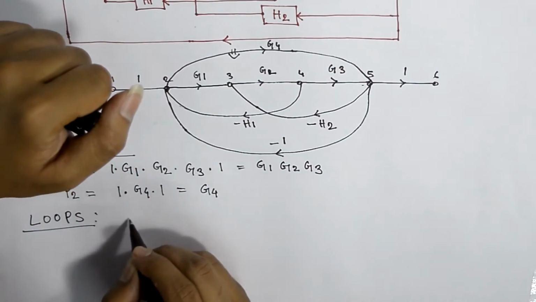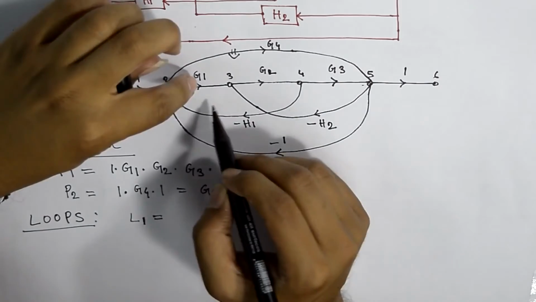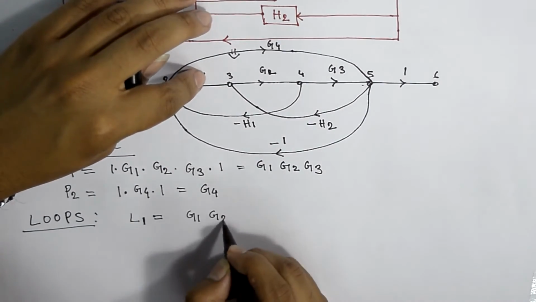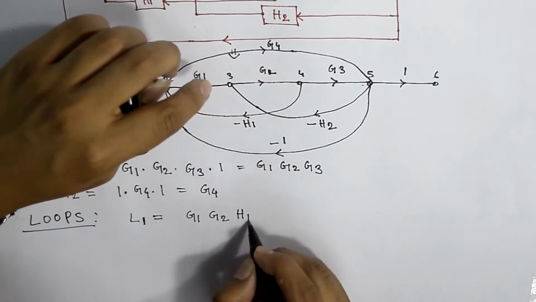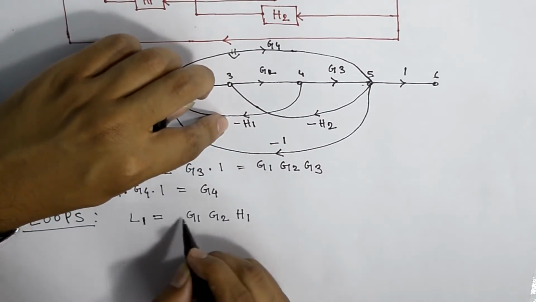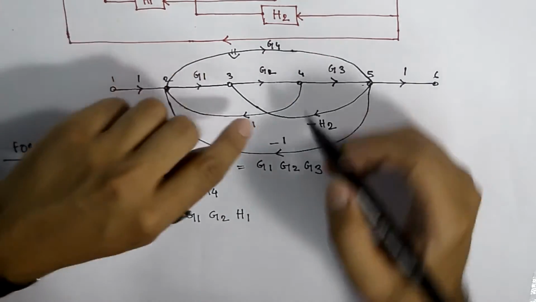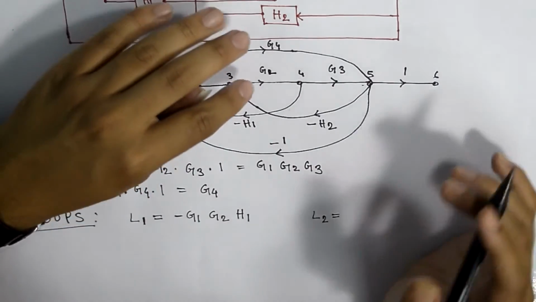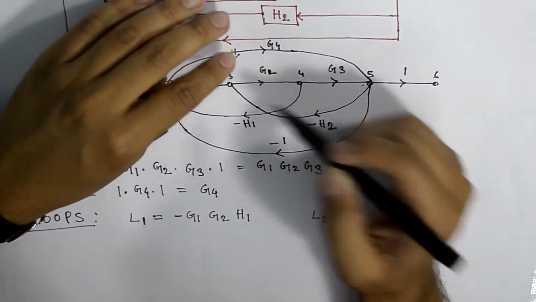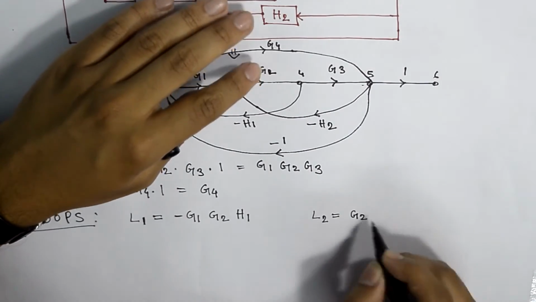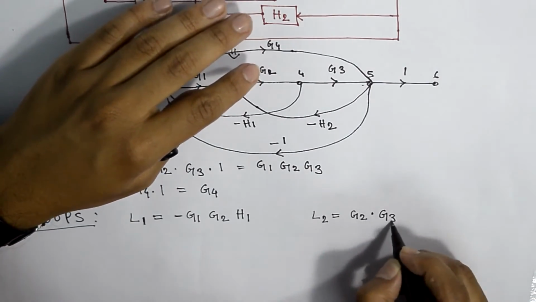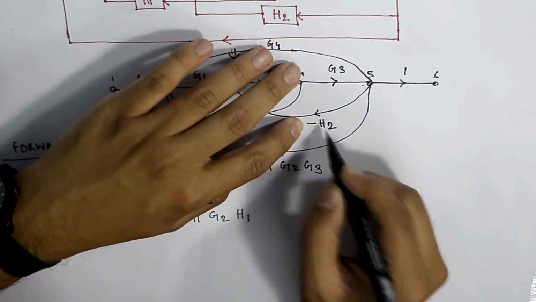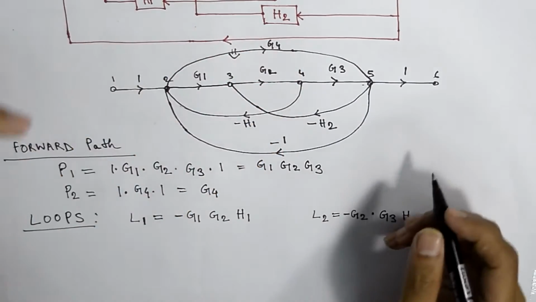At first write loop 1. Here we will consider this as a loop: G1 times G2 times H1. Here there is a negative sign, so we will simply put one negative sign. This is another loop, say loop 2. In this loop we can see G2 times G3 times H2. Here is one negative sign, so we will simply put one negative sign.